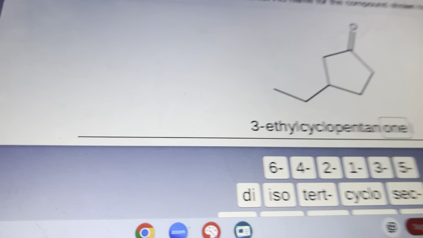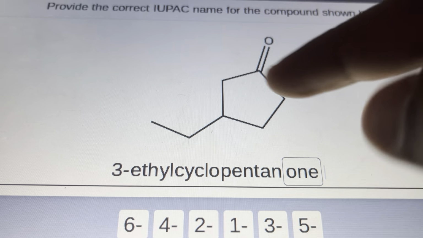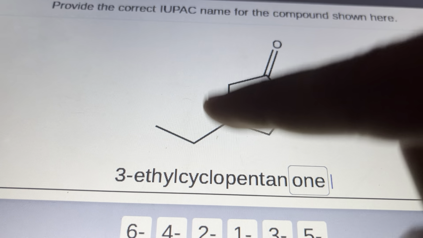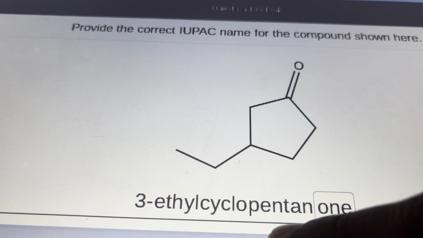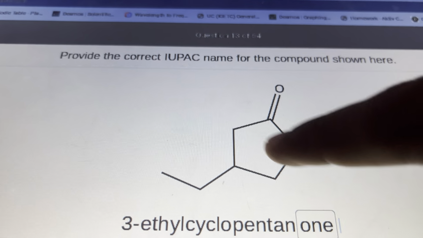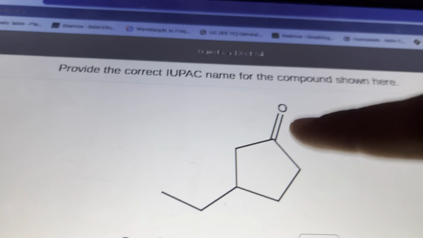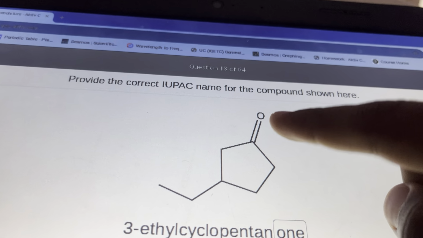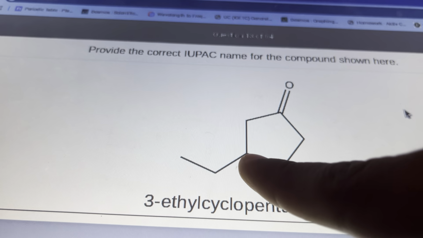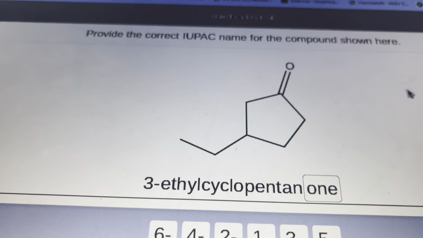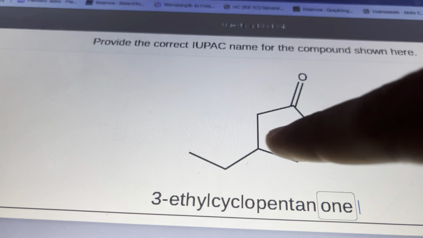Okay, keep going. Right here. Remember, if it's a closed shape, we're using cyclo. So we have cyclo, 1, 2, 3, 4, 5. We have cyclopent and one. The cyclopent tells us that it's a closed 5-carbon ring. And then the 1, remember, is where the oxygen bond is. So 1, we start here. So 1, 2, 3. At 3, we have an ethyl because it's 2 lines. So that's how we get this one. We have the 3 ethyl, cyclo, pent, anone.